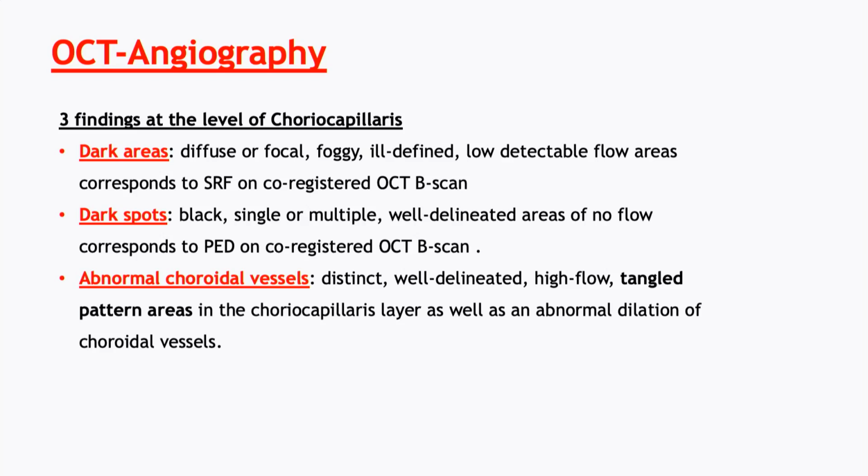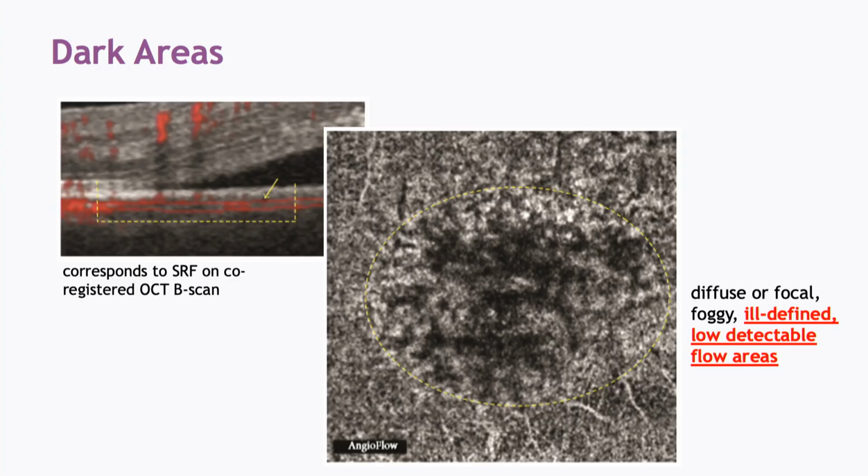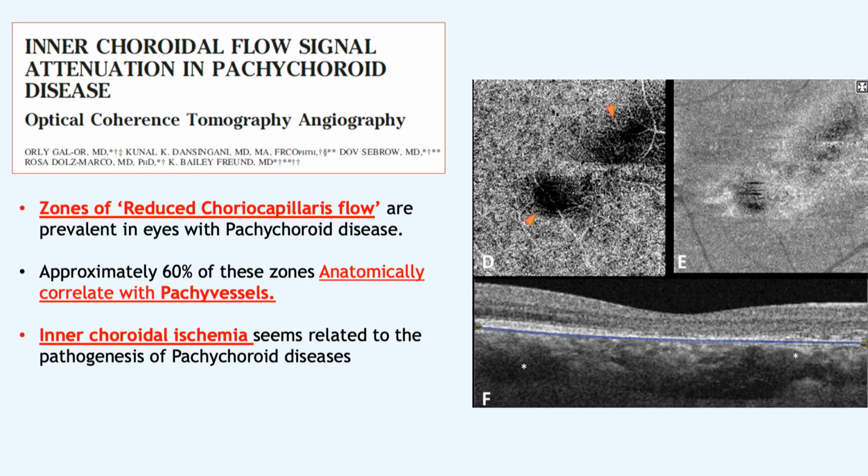Coming to the OCT angiographic findings that have been described in the inner choroid of CSC: dark areas, dark spots, and abnormal choroidal vessels. So these are the dark areas in the inner choroid on choroidal segmentation. Usually it is seen to overlie the area of pachyvessels and is considered to suggest inner choroidal ischemia in the setting of chronic CSC. So this could be the pathology in chronic CSC.